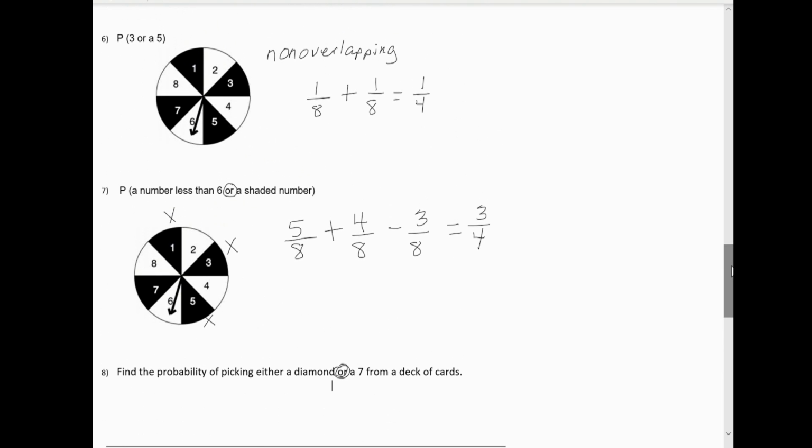Problem number 8, find the probability of picking either a diamond or a 7 from a deck of cards. So can a card be a diamond and a 7 at the same time? So yes. So that is overlapping. Did I say that this other one up here was overlapping? I didn't. So let's go ahead and write that in real quick. This one is overlapping. And this one is overlapping as well.